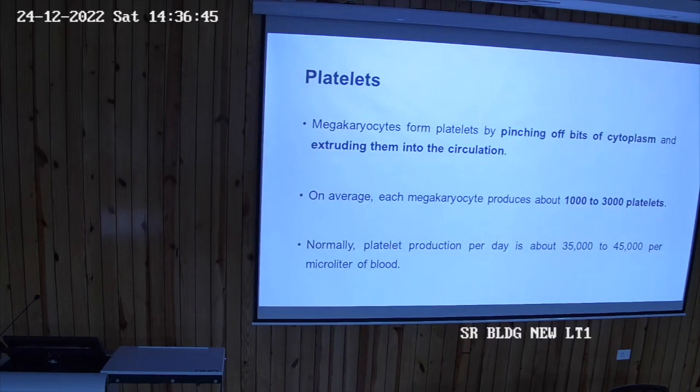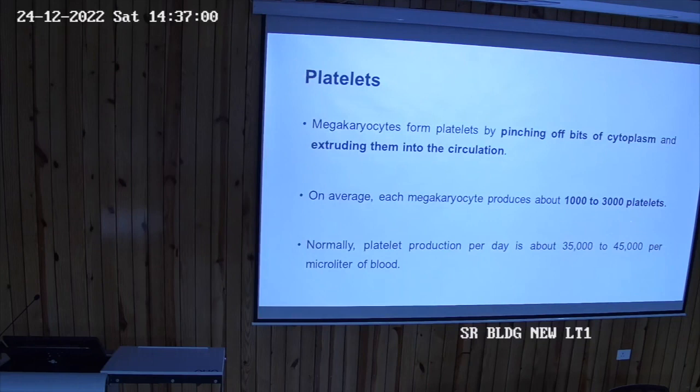Finally, the nucleus will disappear and the megakaryocyte will break down into platelets. Each megakaryocyte produces about 1000 to 3000 platelets.